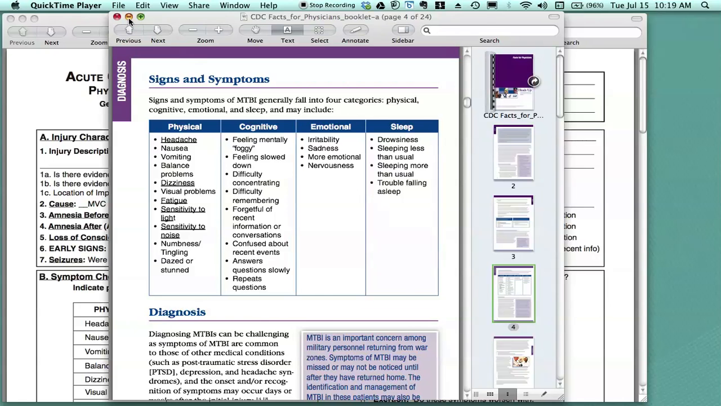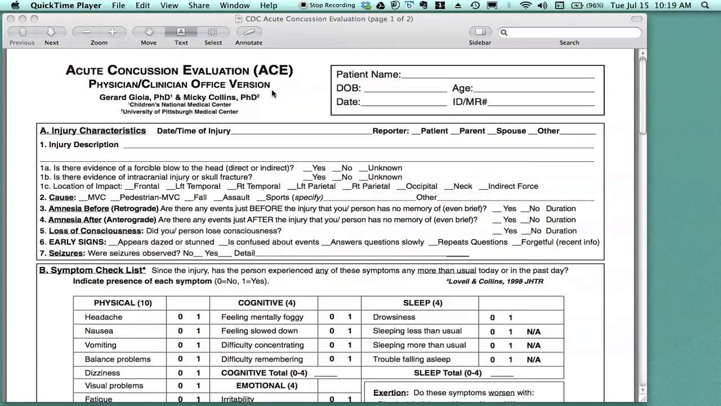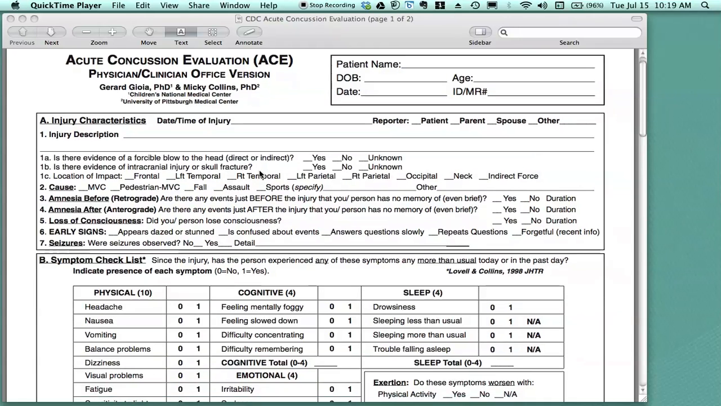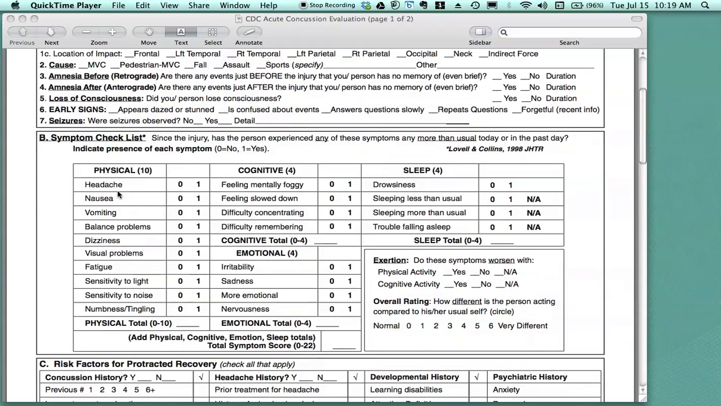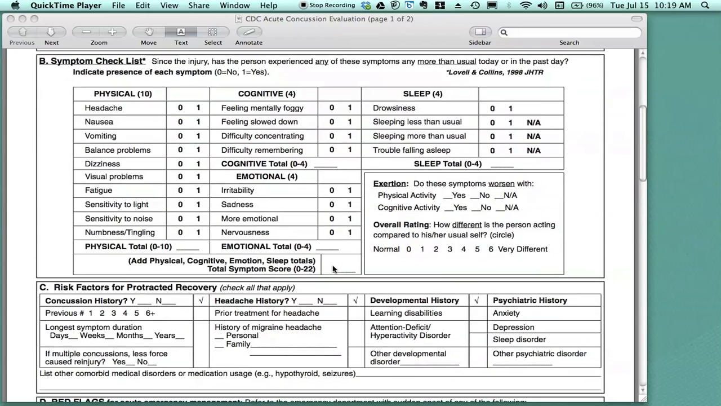The CDC's form is called the Acute Concussive Evaluation Form. It is filled out by the physician in conjunction with the patient. Between our initial intake form and our consultation, we go through and answer these questions. Again, we document whether they are experiencing the symptoms and the severity of them.